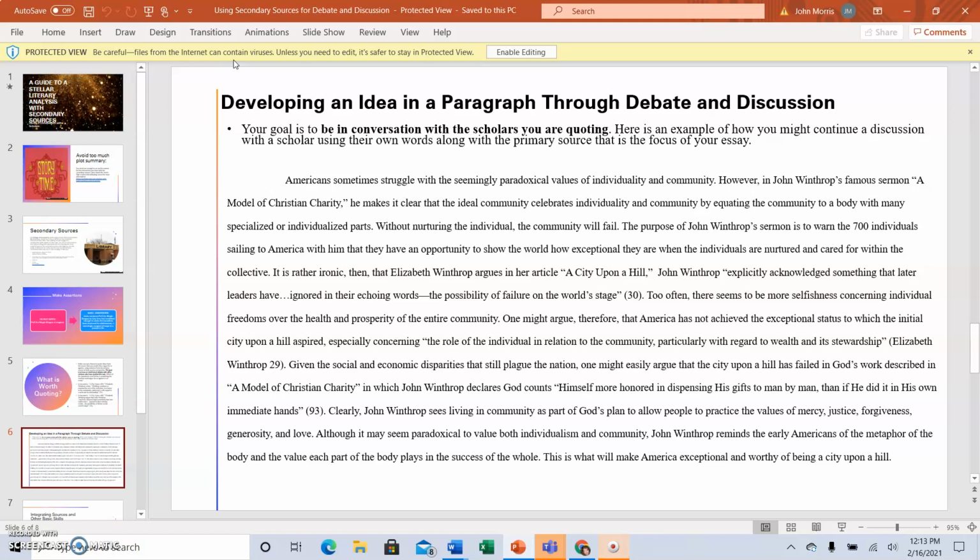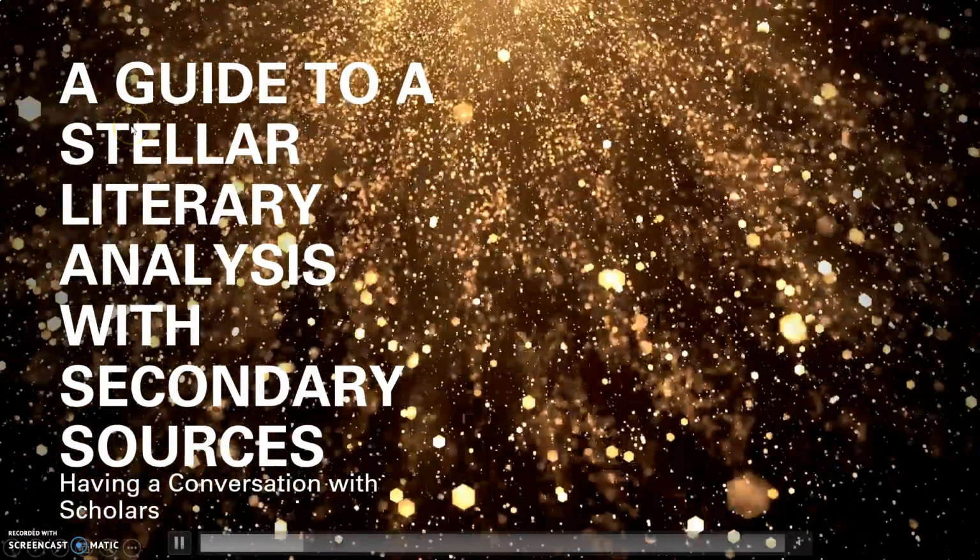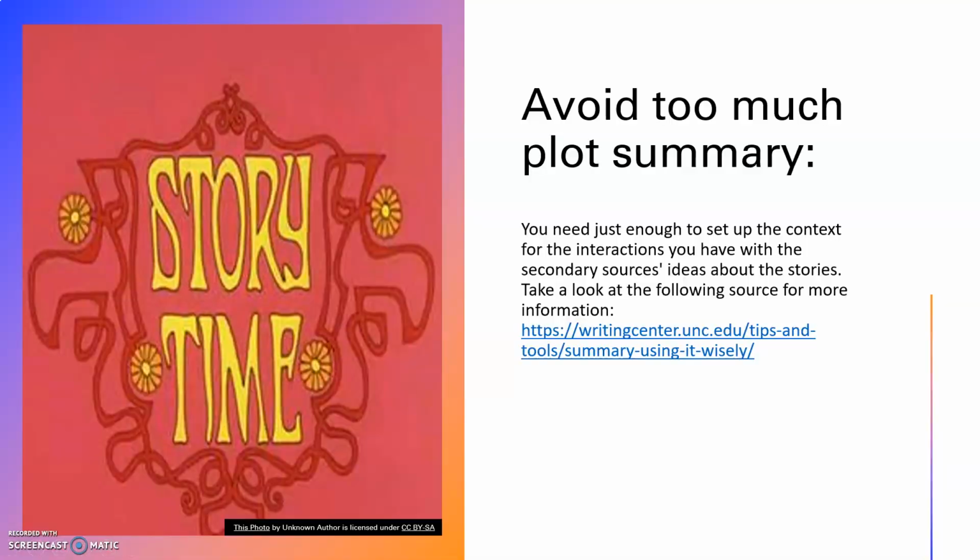I want to take a minute to talk to you about using secondary sources well in your literary analysis research essays. One thing that we don't want to use a secondary source for is just summarizing the plot. When you are reading a secondary source, they will use some plot summary to set up the context for the argument being made by the writer of that secondary source.